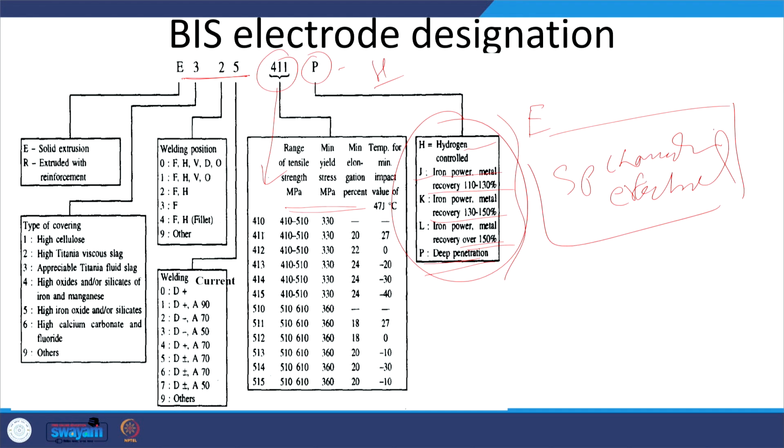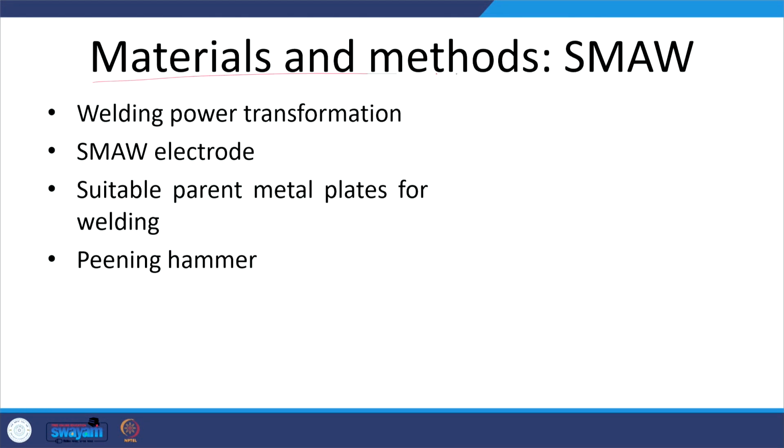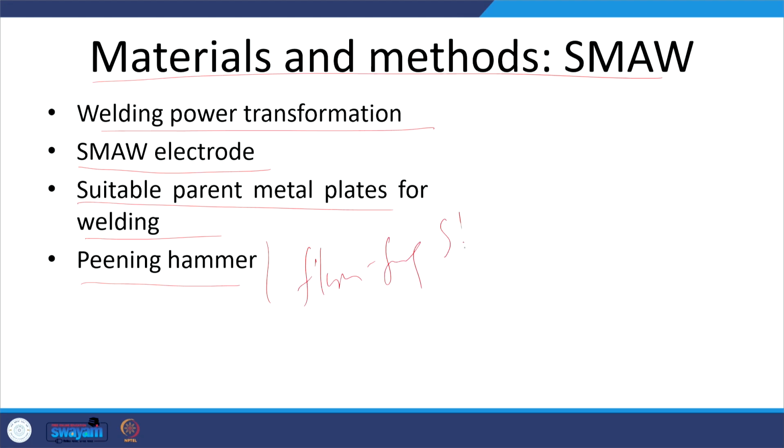Okay. Now, for SMAW, what we basically need is one welding transformer, one electrode, suitable metallic plates for the welding purpose, and a hammer for peening, so that the flux which forms slag is removed. The peening hammer is used for removing the slag as well as relieving the residual stresses.